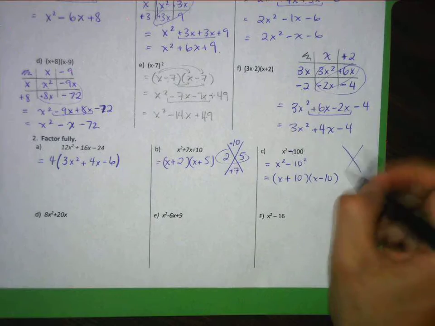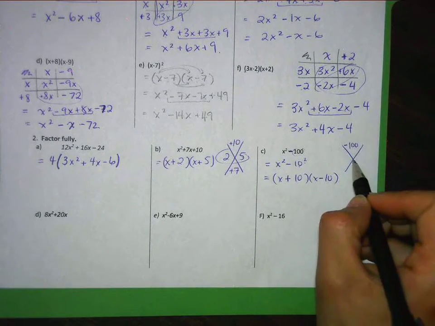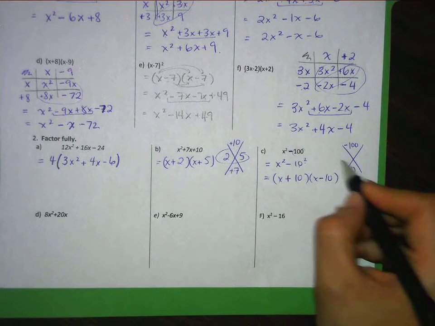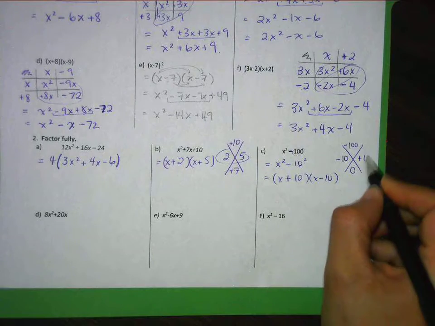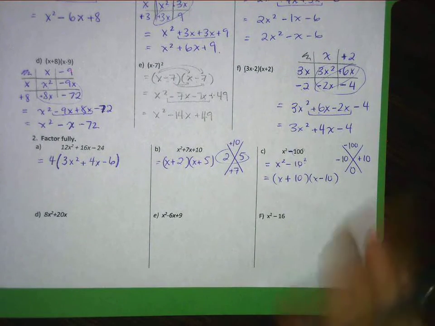And you can do it this way too. But when you don't have that term there, we want something that multiplies to negative 100 that adds to 0 because there's no x term. Well, that's a negative 10 and a positive 10. So that's another way of looking at that. You can still use this method if you like it.